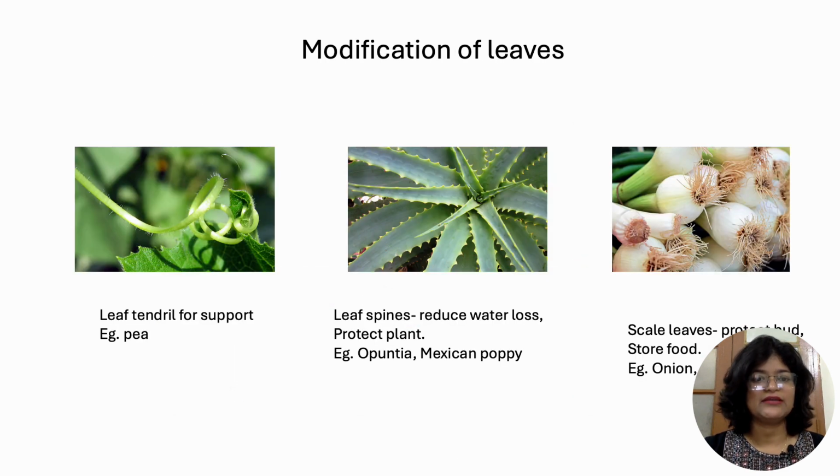Modification of leaves. A leaf tendril is a thin and twined portion of a leaf that twines around an object for support, example in a pea plant. Leaf spines are seen in desert plants like opuntia and Mexican poppy, and it reduces water loss through transpiration and it protects the plant from wild animals. Scale leaves, these protect the bud and also store food like in the onion.